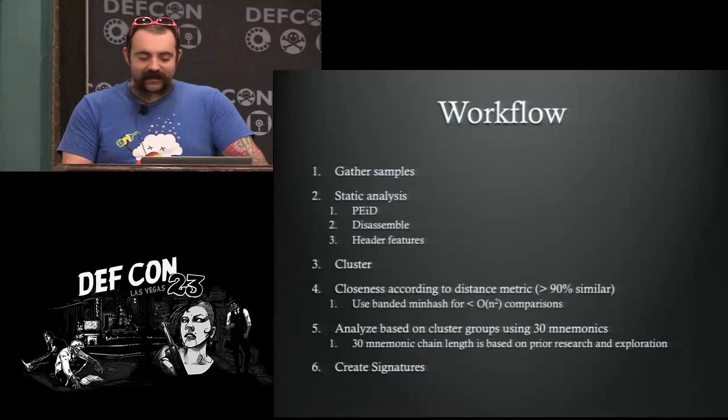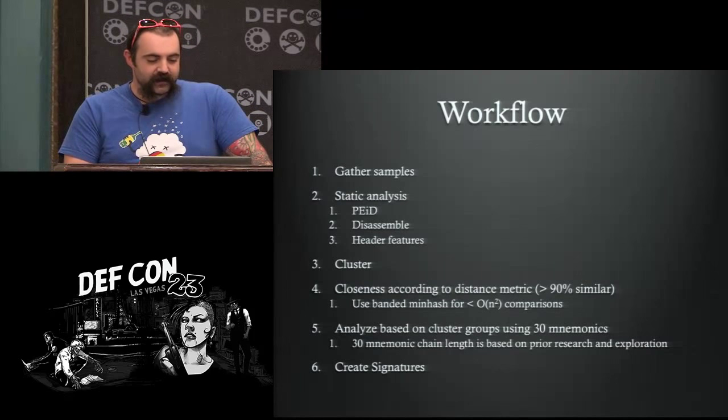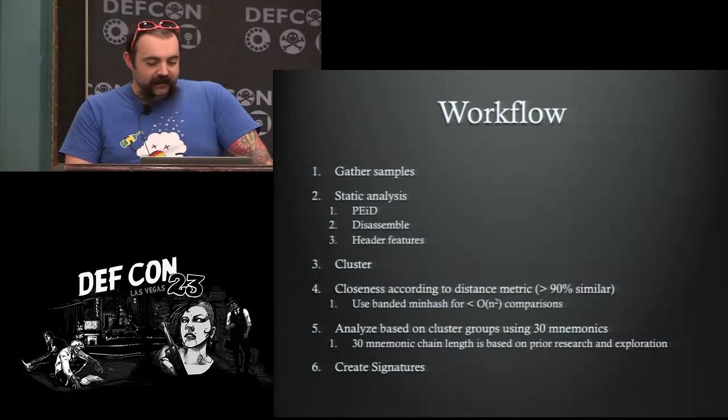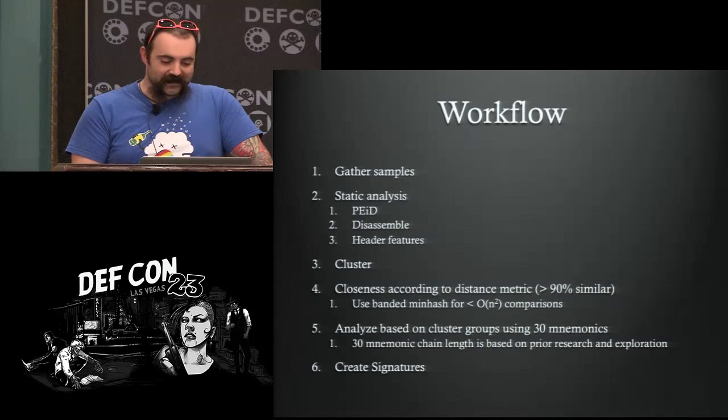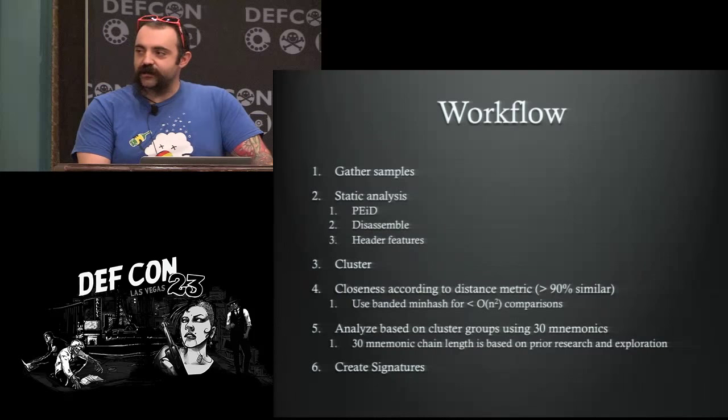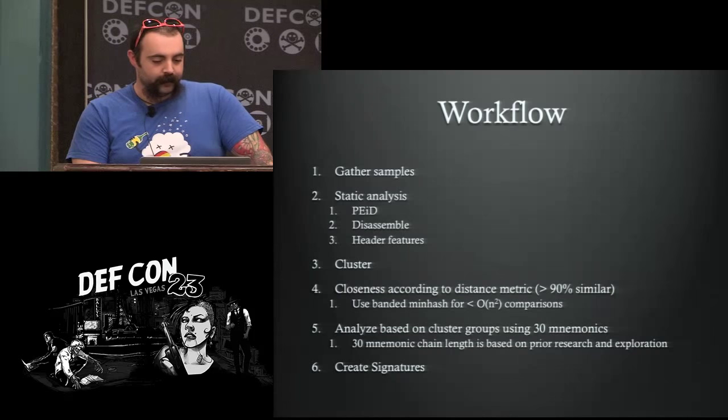One of the things I started off using was banded minhash. It's a similarity comparison optimization, because I didn't feel like doing big O of n squared comparisons, especially on 400,000 things. However, the implementation of banded minhash that I was using was broken, so I wound up doing a lot of comparisons, but luckily not by hand. All right, and then we created signatures so we could test and verify.